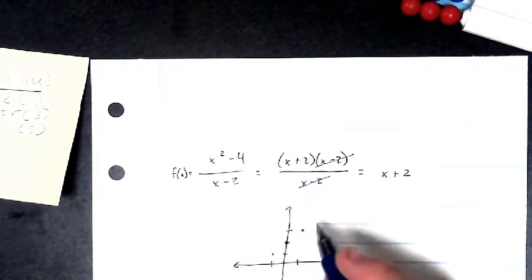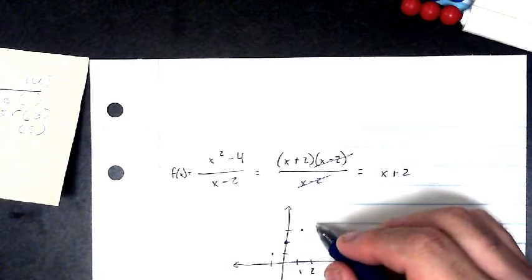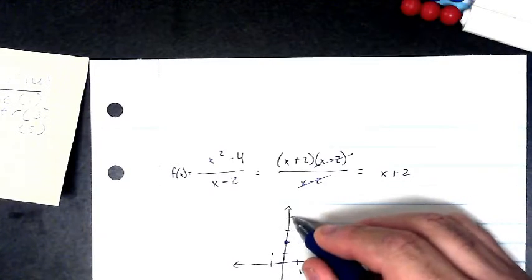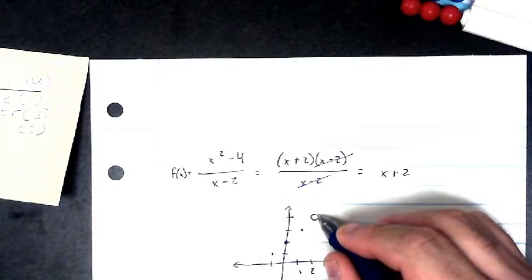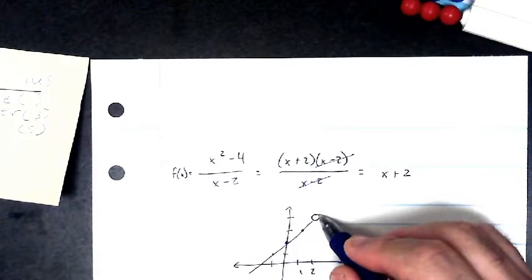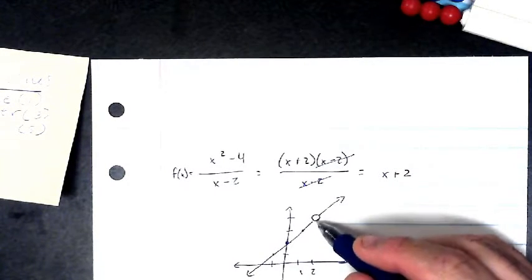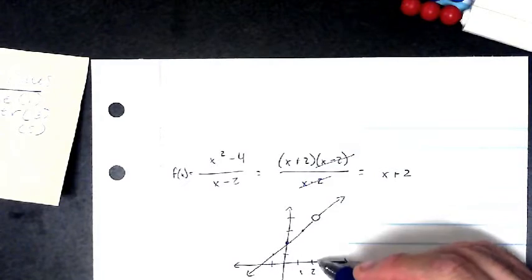So even though we graph this where x is equal to 2, we are going to have to put an open bubble in our graph, because even on the straight line, x cannot equal 2.